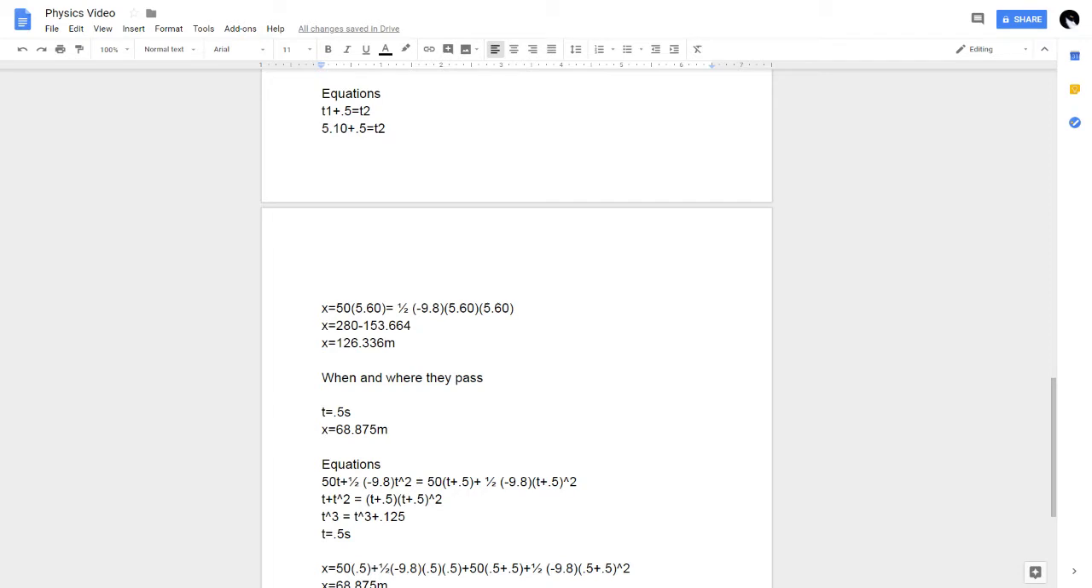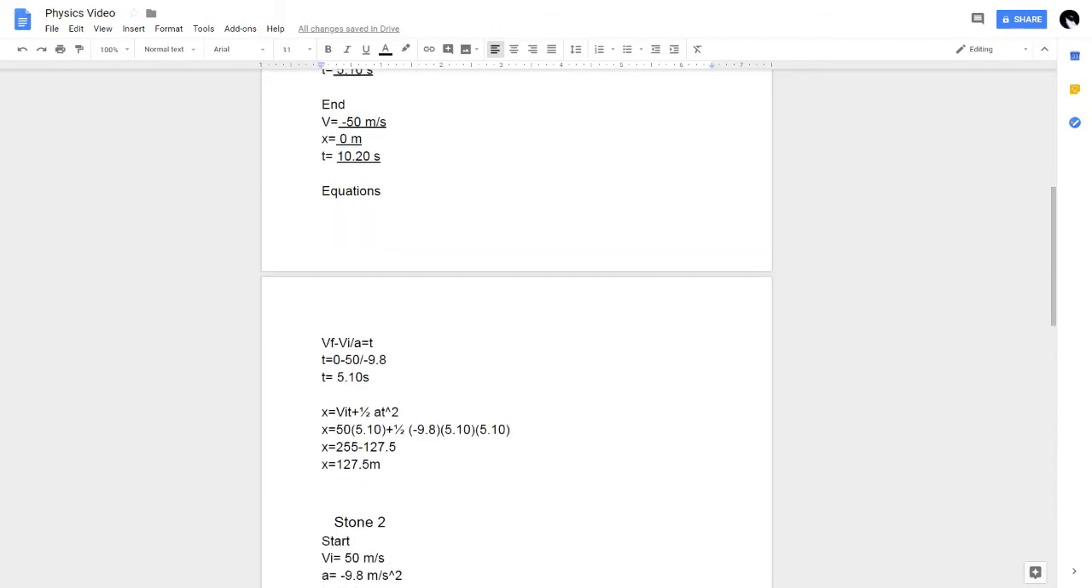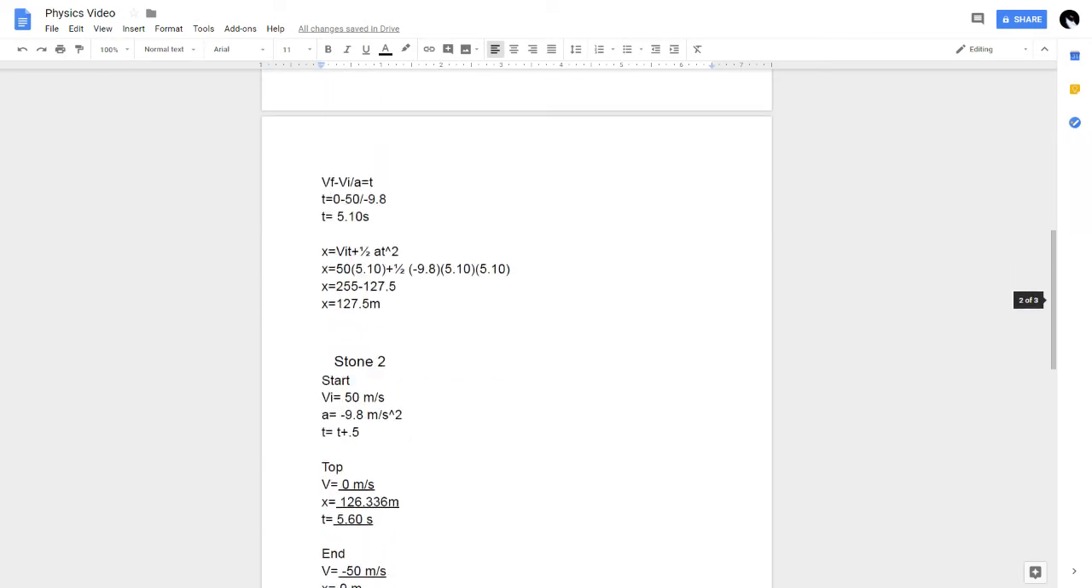And then with this information, we can go back up here, and we could find out that the time is double once again, so it's 11.2 seconds. And the initial velocity is opposite once again, so it's negative 50 meters per second. So now we have all the numbers for both of the stones, stone 1 and stone 2.